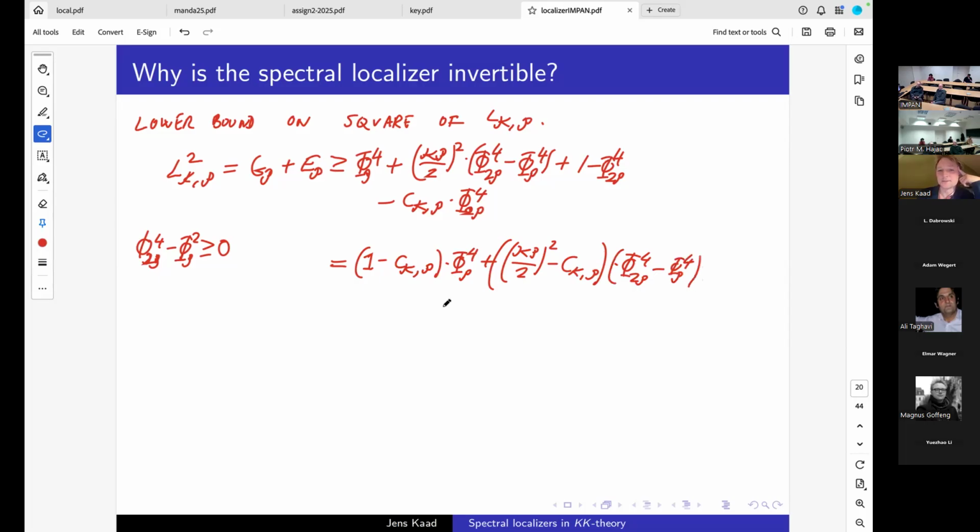Then I have to add 1 minus phi 2 rho to the fourth. So what you see now is that if this constant c kappa rho is strictly less than 1, then this term here is strictly positive. This constant is strictly positive. And if c kappa rho is strictly less than kappa rho divided by 2 squared, then this coefficient here is also positive.